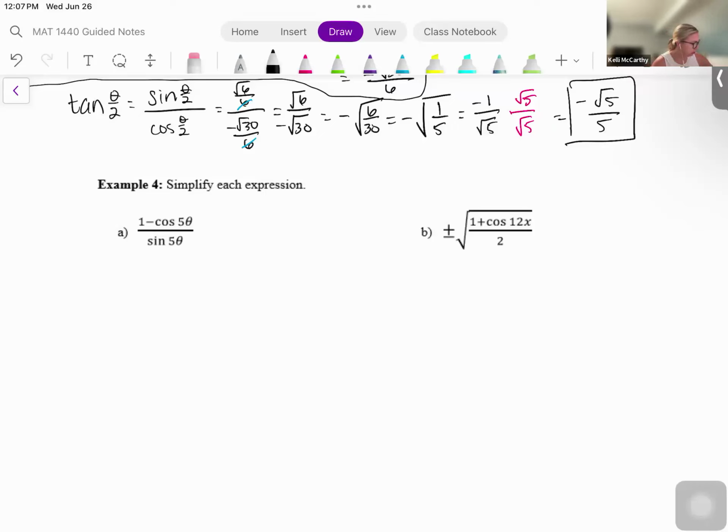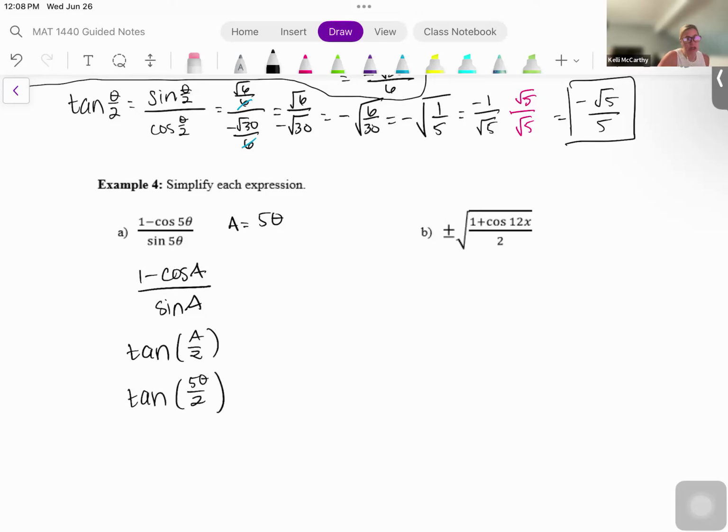Simplify 1 minus cosine 5 theta over sine 5 theta. Using those half angle formulas, I can identify that A is going to be 5 theta. So this is 1 minus cosine A over sine of A, which is our half angle formula for tangent. So this is tangent of A over 2 or tangent of 5 theta over 2, which we're going to leave like this, as 5 over 2 can't simplify any further.